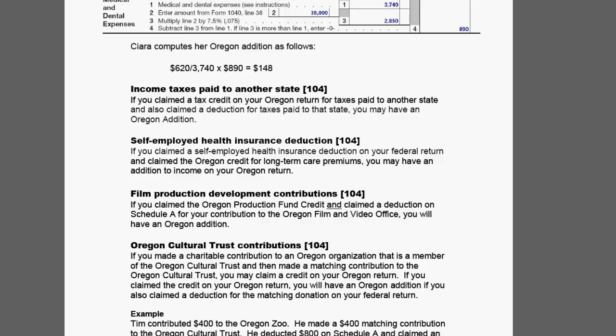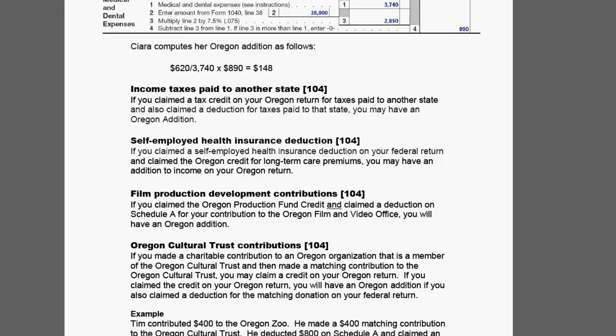And a question that sometimes people ask is, well, does Oregon allow a deduction for taxes paid to other states? I know it doesn't allow it for taxes paid to Oregon, but will it allow a Schedule A deduction for taxes I paid, say, to California? And the answer is yes. So Oregon is saying, if you claimed a tax credit on your Oregon return for taxes paid to another state, and then you also deducted those taxes on Schedule A, then you can't do both, and you're going to have an Oregon addition.